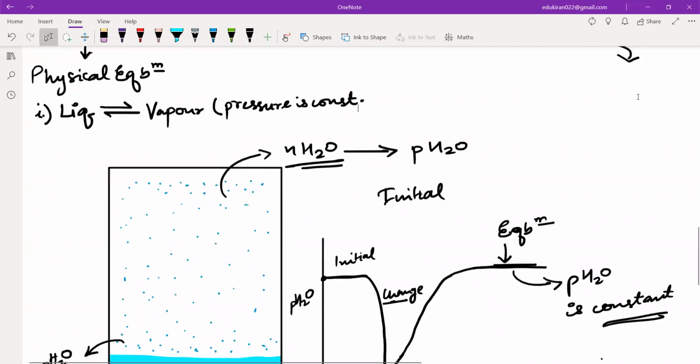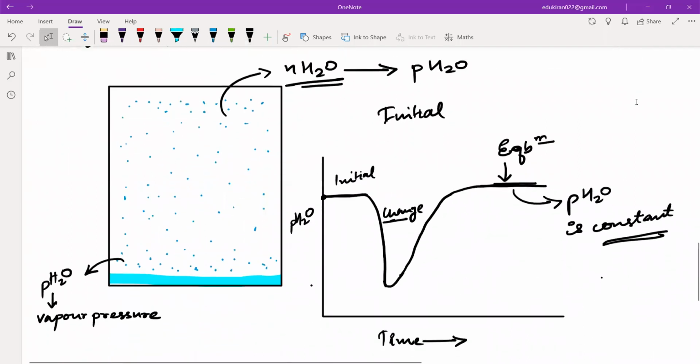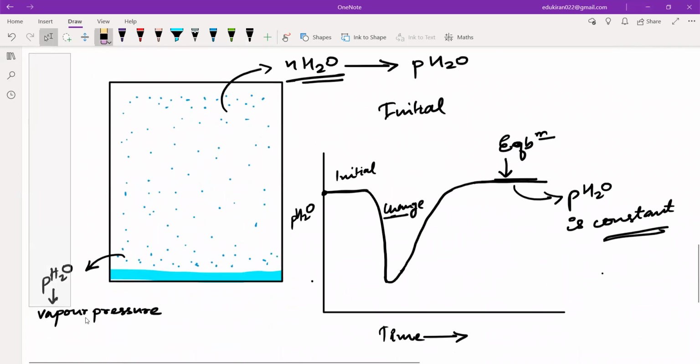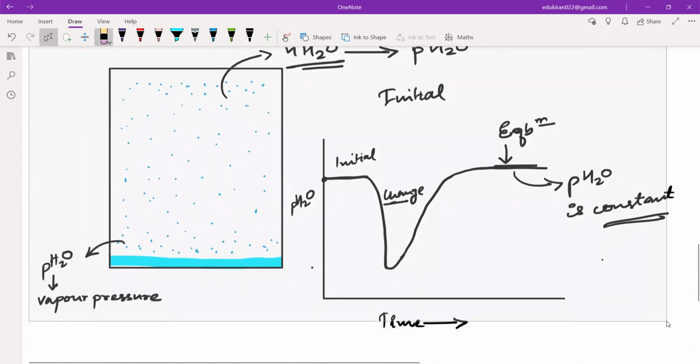Right? The pressure is constant. All of you understood this whole thing? Initial change in the equilibrium? Yes or no? Yes, sir. All of you understood this now? Okay, fine. So we will be thinking in this pattern only, okay?